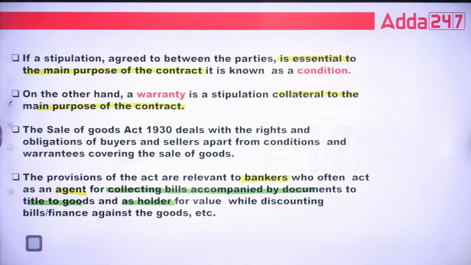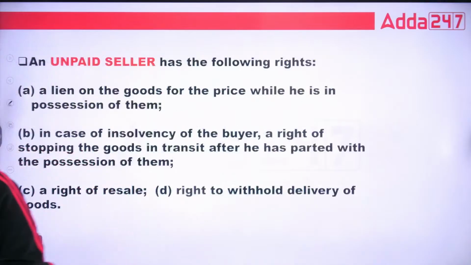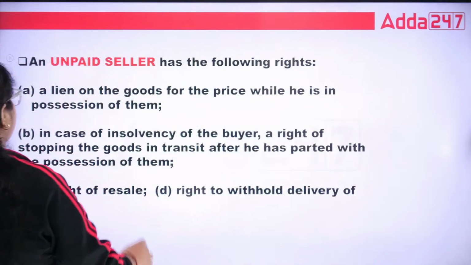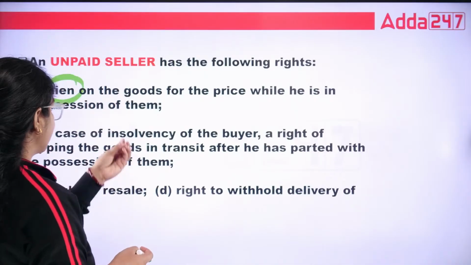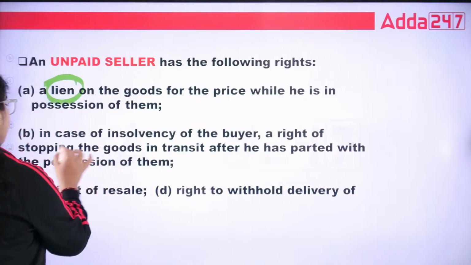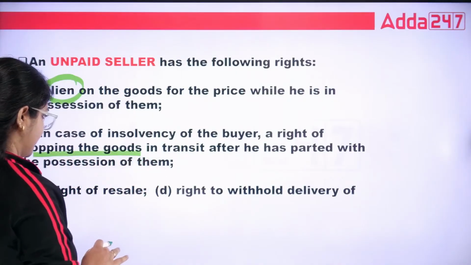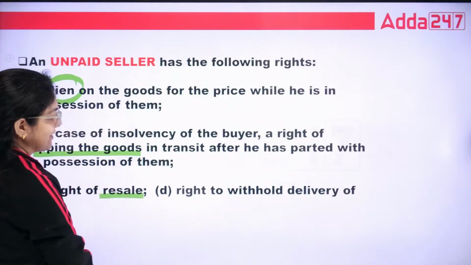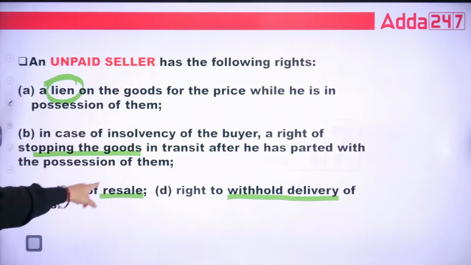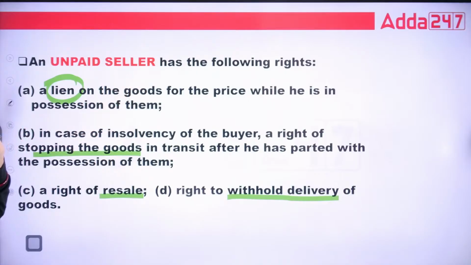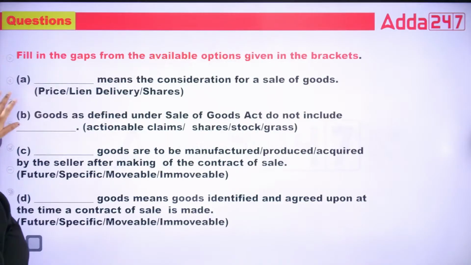Okay, cool. Now next, the unpaid seller. An unpaid seller has a right of lien on the goods. Lien means holding the goods. If the buyer is insolvent, he can stop the goods in transit. He can also resell the goods and withhold the delivery. So these are the rights of an unpaid seller. Is that okay? Now let's do the questions on the Sale of Goods Act.